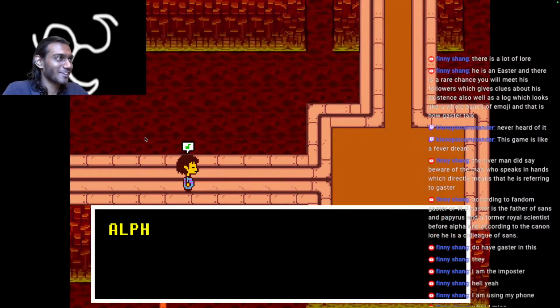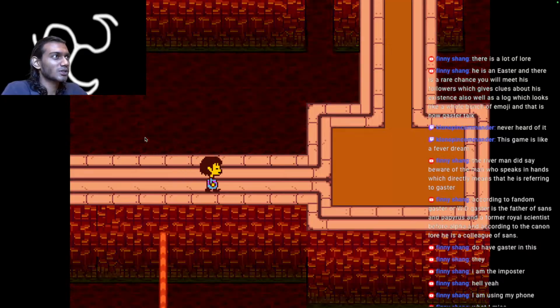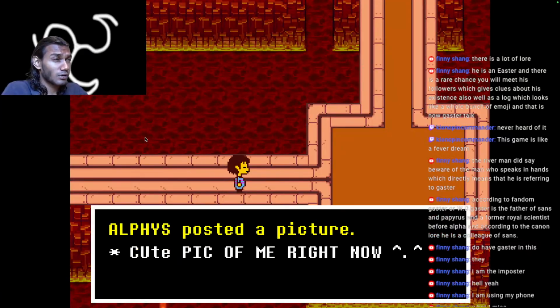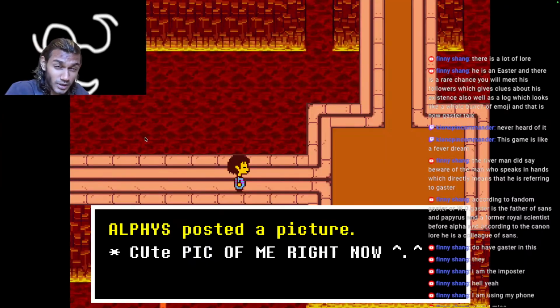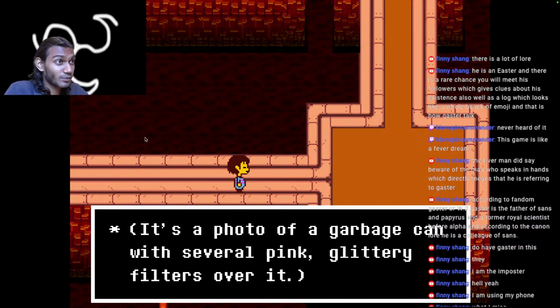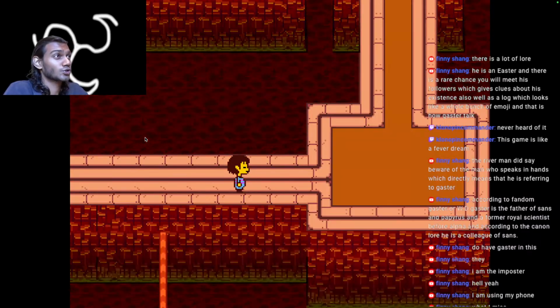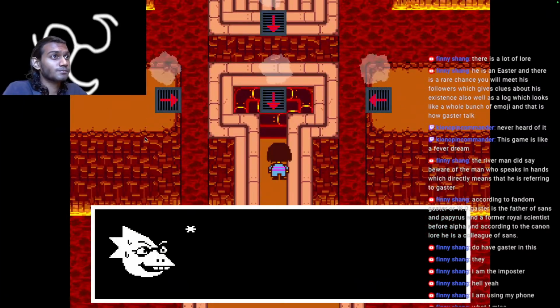That was close. My god, I forgot to tell them where to go. You know, it reminds me of social media. It's a photo of a garbage can with several pink glittery filters over it. I shouldn't have updated my phone.